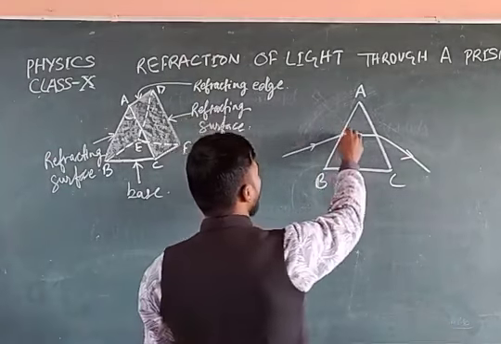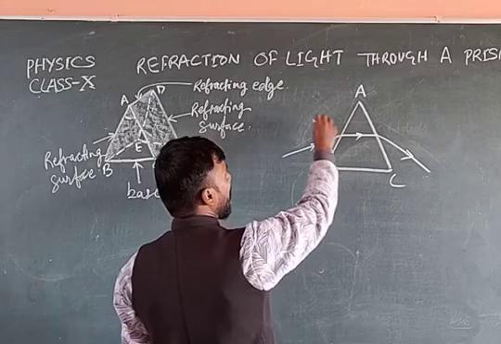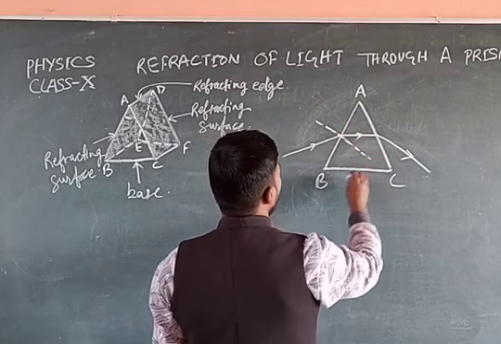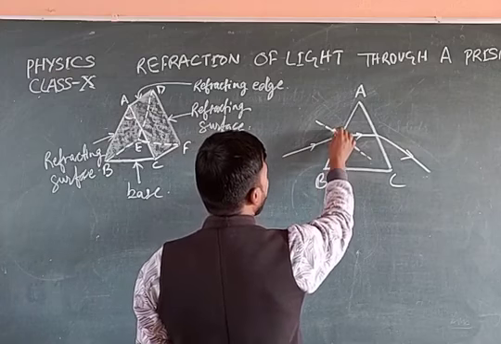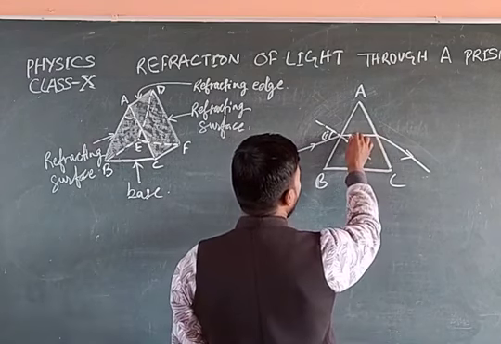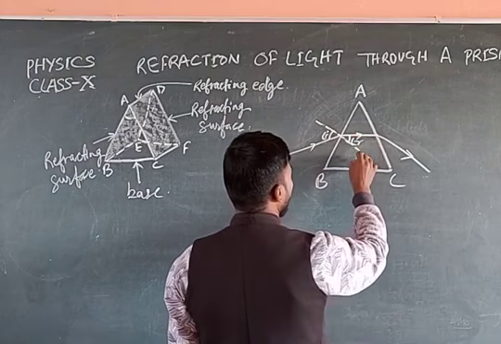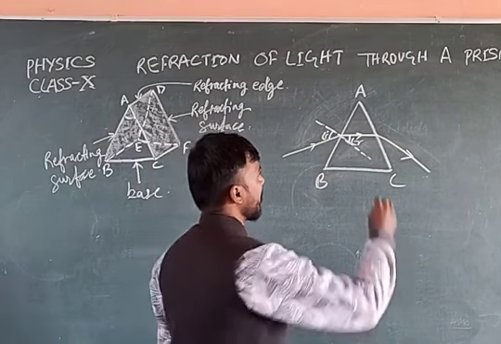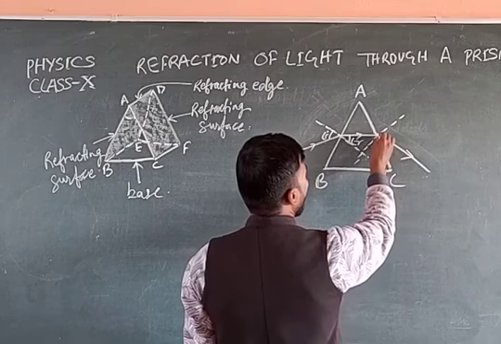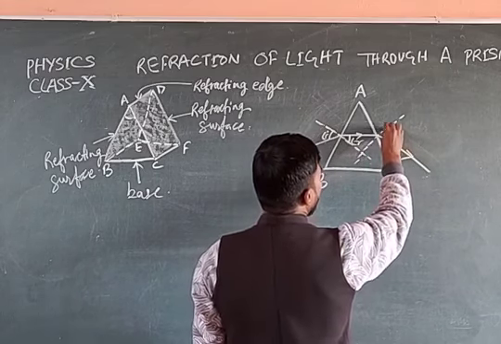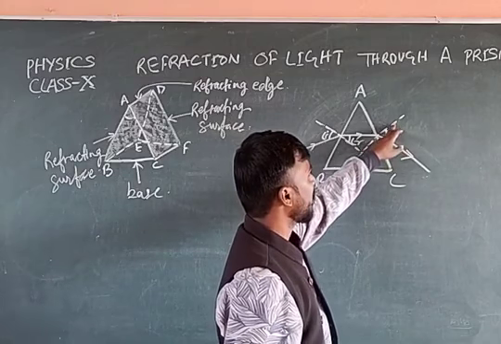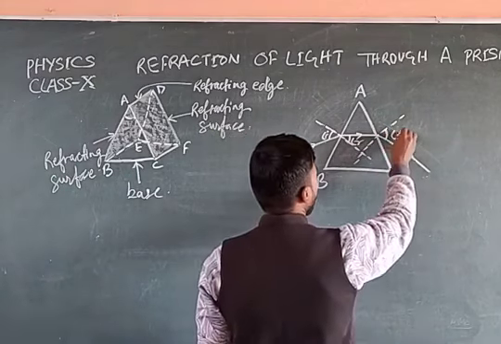When we construct a normal on this surface at the point of incidence, the angle between the normal and the incident ray is known as the angle of incidence. Clear? And this angle is known as the angle of refraction. Then, when we construct another normal at this point, the angle between the emergent ray and the normal is known as the angle of emergence. Clear?